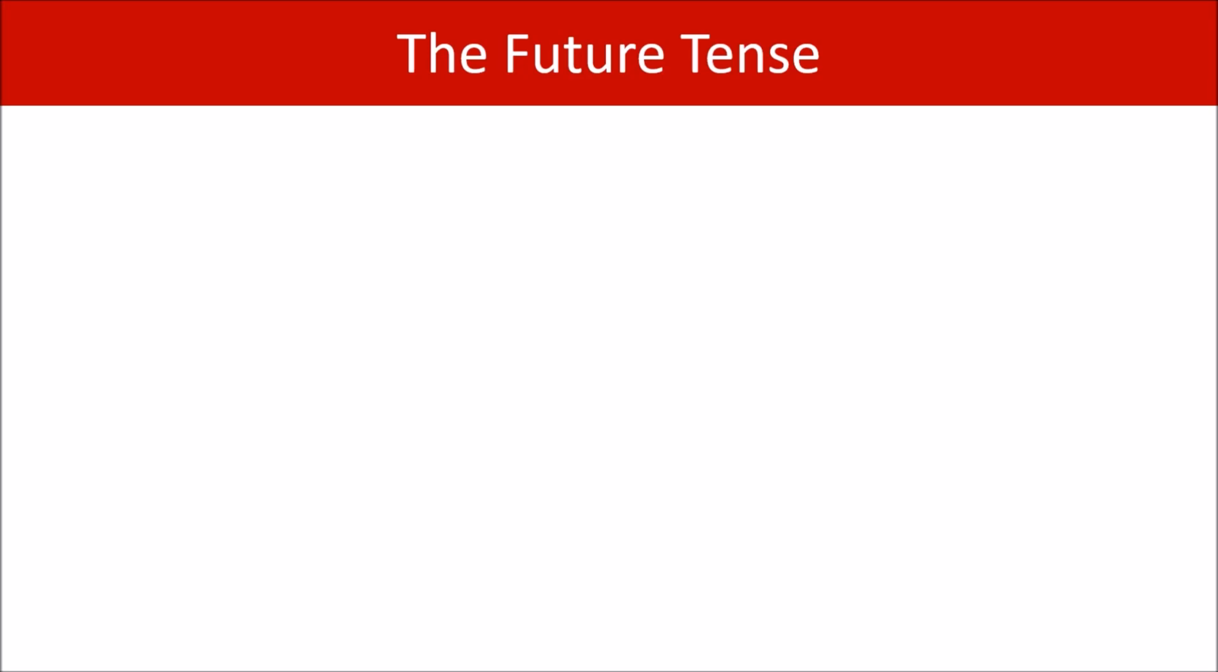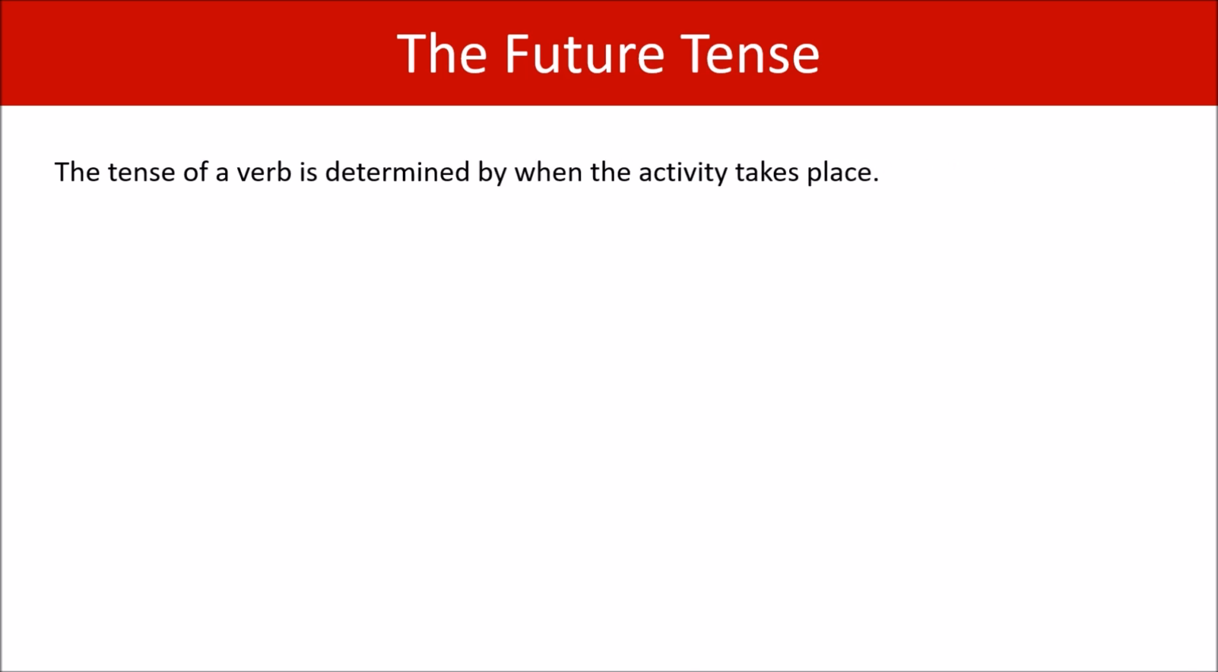In this video, we're going to be discussing the future tense in English. Before we start though, let's just spend a few seconds looking at tense. The tense of a verb is determined by when the activity takes place. So tense is about when.